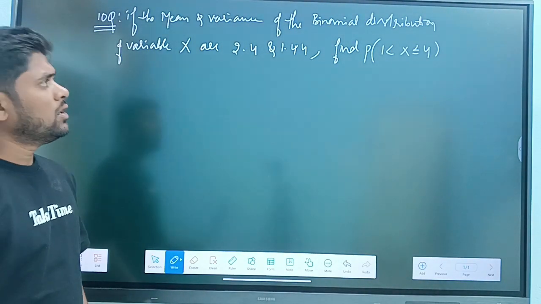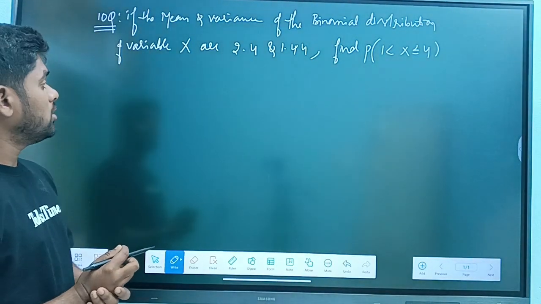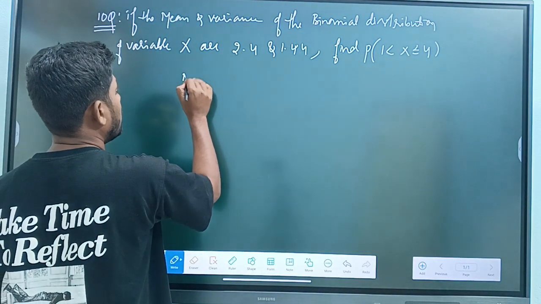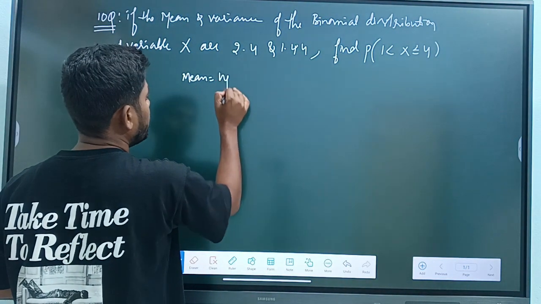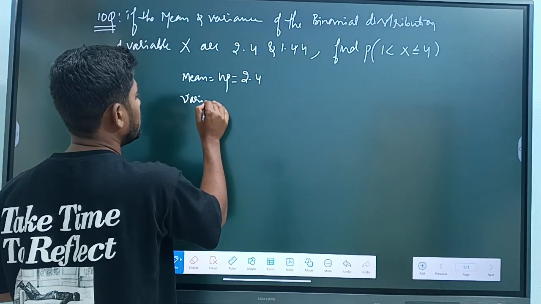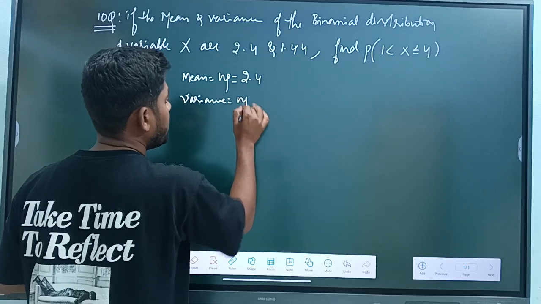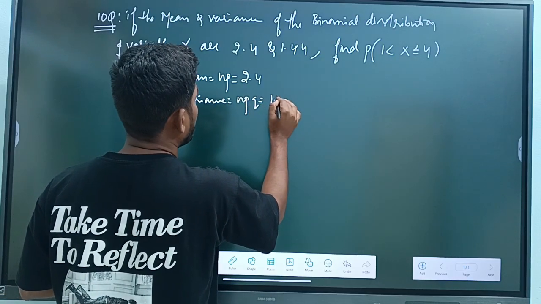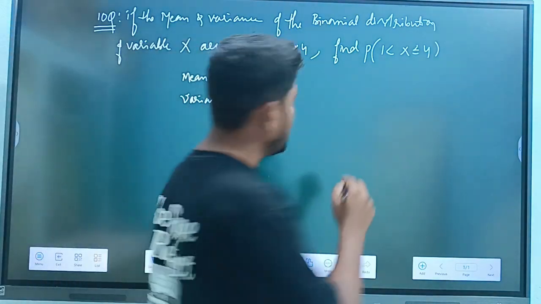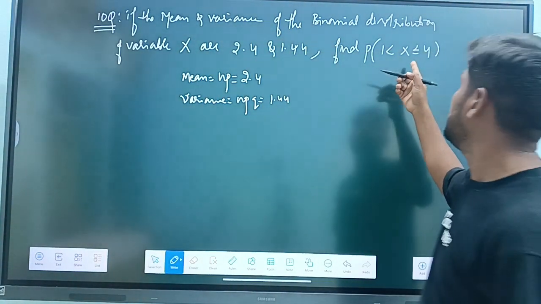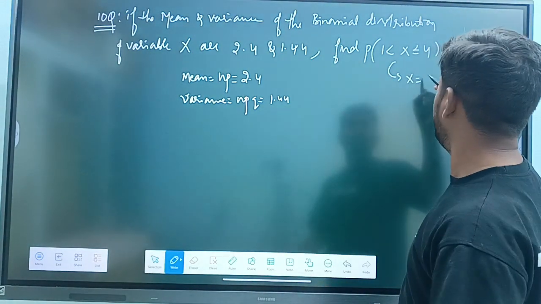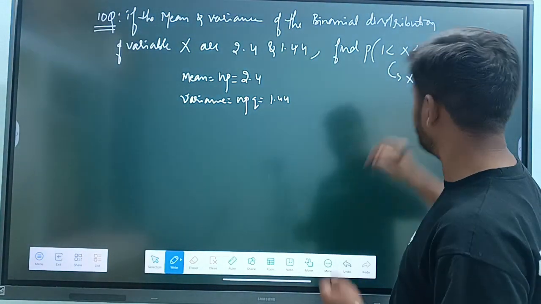So simple. In the binomial distribution topic, there are the mean and variance formulas. The mean formula equals np, which is given as 2.4, and the variance formula equals npq, which is given as 1.44. Now, what is the meaning of probability of 1 less than x less than or equal to 4? That means 1 is not included, so the other numbers are included: 2, 3, 4.